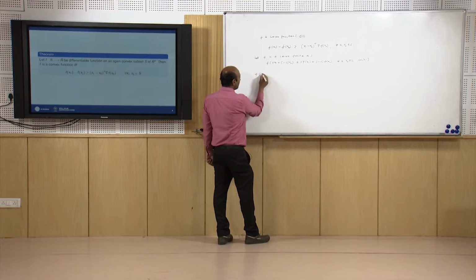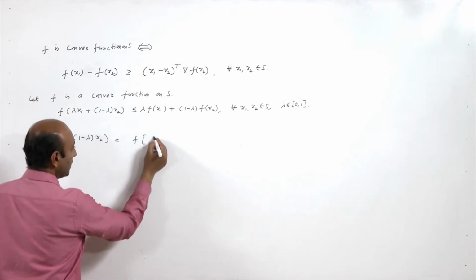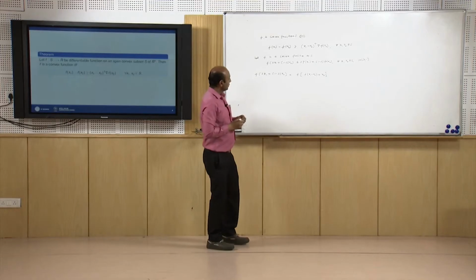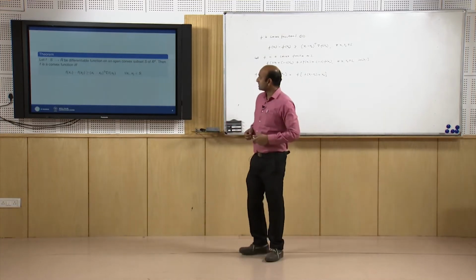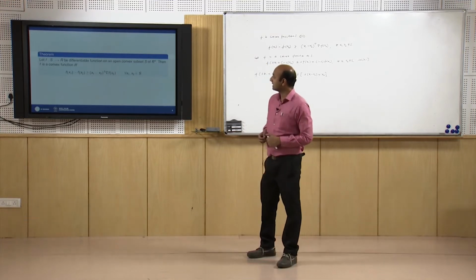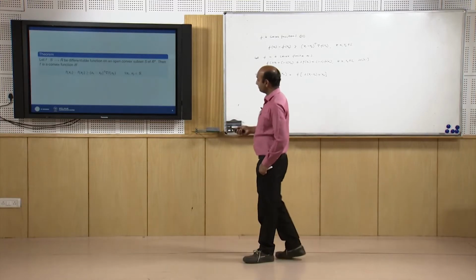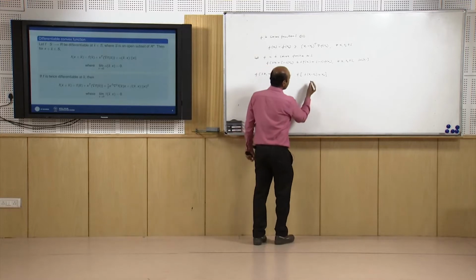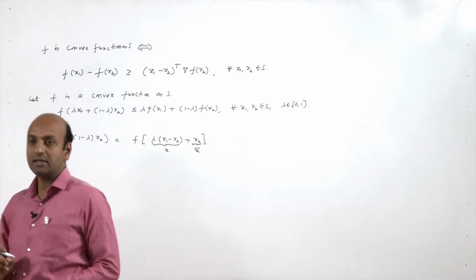Now, what is f of lambda x1 plus 1 minus lambda x2? It can be written as f of lambda times x1 minus x2 plus x2. You can take this lambda common from these two terms, it is lambda of x1 minus x2 plus x2. Now, it is given to us that the function is differentiable on an open convex set S of Rn. This means differentiable for all points in S. Okay. So, if it is differentiable, this means the first result holds. So, let us try to use this result. So, here suppose this quantity is x and this is x bar.